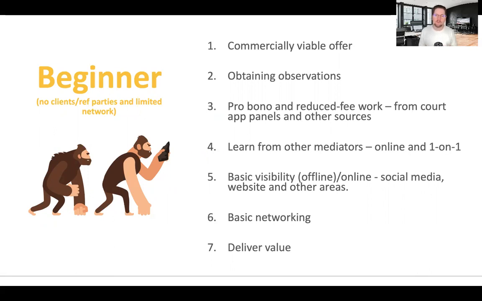You also need basic visibility, both on and offline. And what I'm talking about here is just having a website, having a LinkedIn profile. There may be some other places where you can feature, but those are really the key areas. And what I'm talking about here is not spending months on developing the best looking website and paying people to fix your LinkedIn profile. Done is better than perfect here, and we don't want to spend too much money doing these things. You also want to make sure that you start doing basic networking. And what that really revolves around is just trying to connect with people that directly or indirectly could become clients and referral parties of yours.